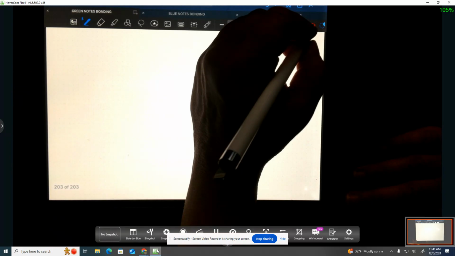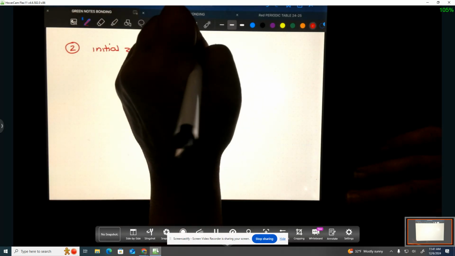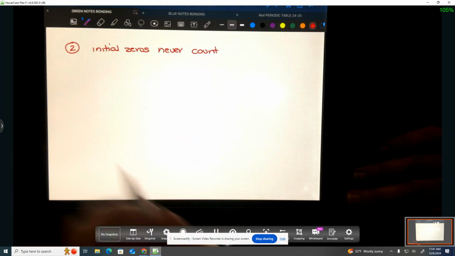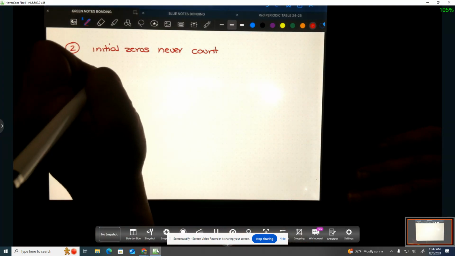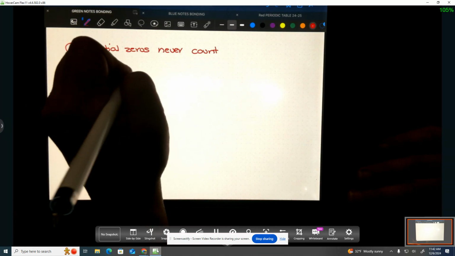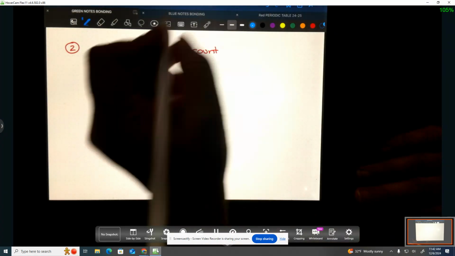Rule number 2. Initial zeros never count. They're not significant, ever. So 0.043 has 2 significant figures.